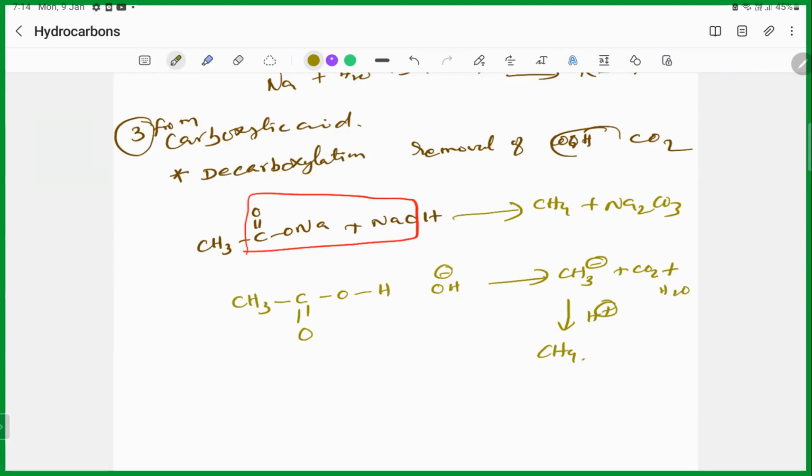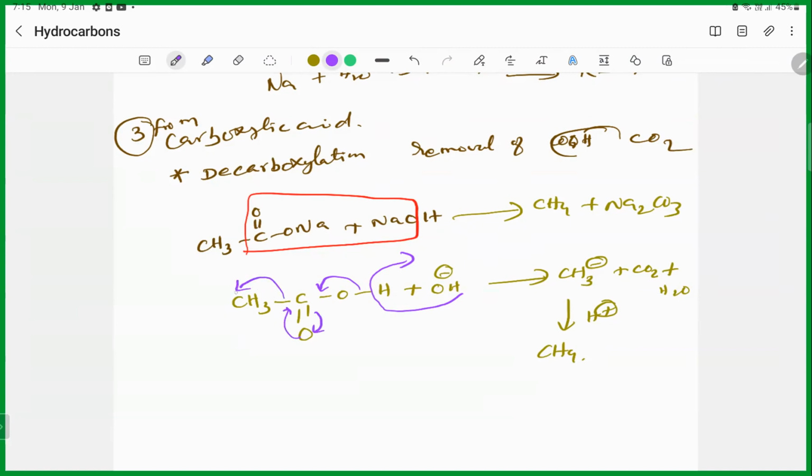So again, look, you are taking the base, right? Then the base will take the H plus ion. H plus ion. So now O minus comes here. When O minus comes, this will open. O minus. Again the O minus closes. Then it will remove as a CH3 minus.